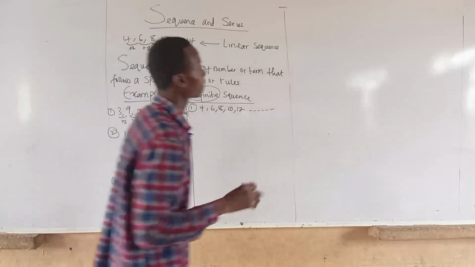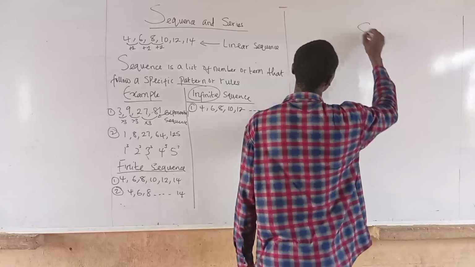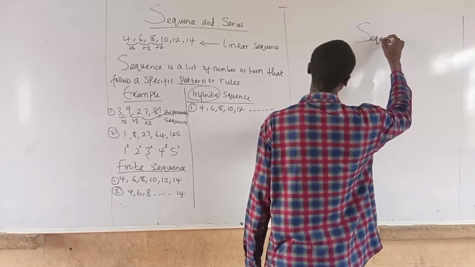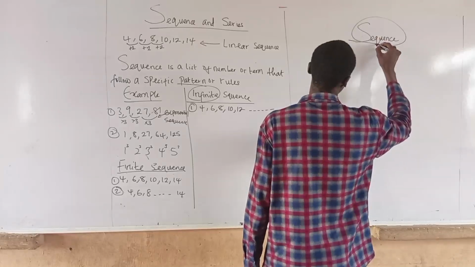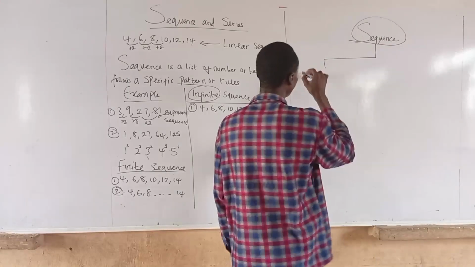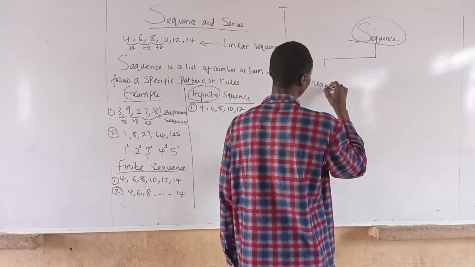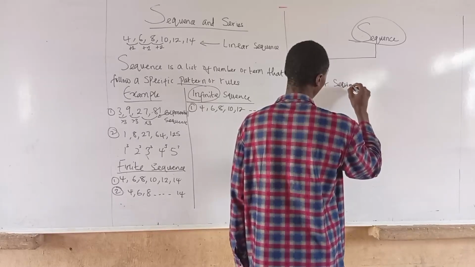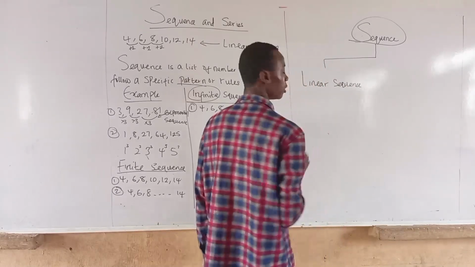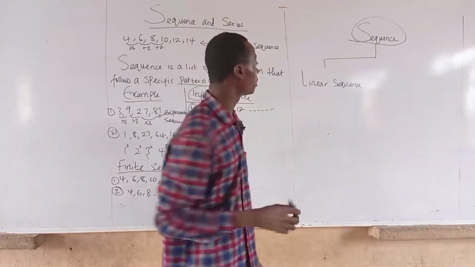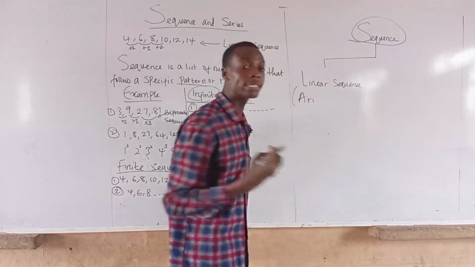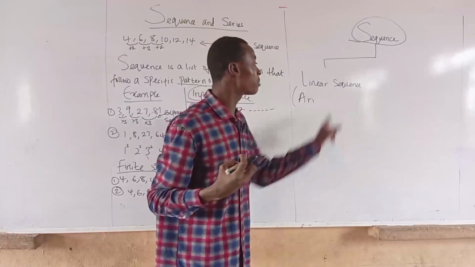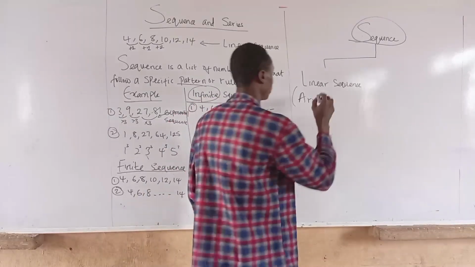In summary, we have two types of sequence. The common types of sequence: we have linear sequence. It is sometimes called AP, arithmetic progression. So in case you hear the term arithmetic progression, it means the same as linear sequence.